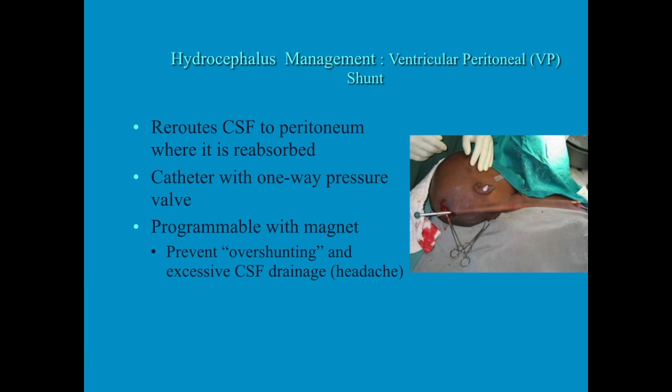What do we do about hydrocephalus? Do we just leave it alone? No. We have developed two methods of being able to shunt the fluid out of the brain. For the long run, we do what we call the ventricular peritoneal shunt.